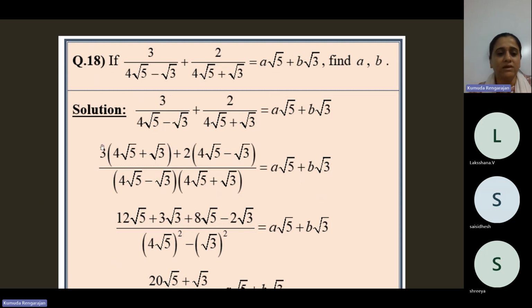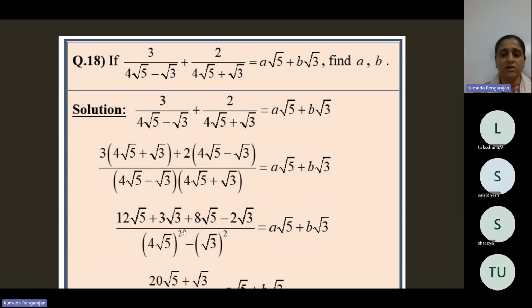Okay, so multiply 3 into 4 root 5 is 12 root 5. 3 into root 3 is 3 root 3. 2 into 4 root 5 is 8 root 5. And 2 into minus root 3 is minus 2 root 3. Divided by the denominator, a minus b into a plus b, a squared minus b squared, RHS as it is.